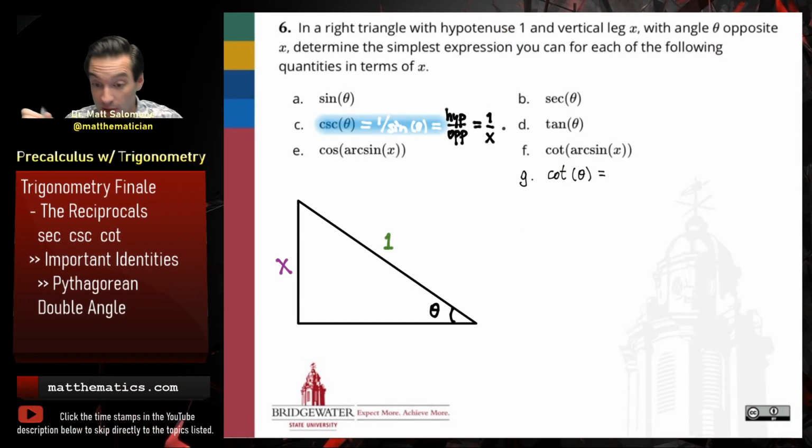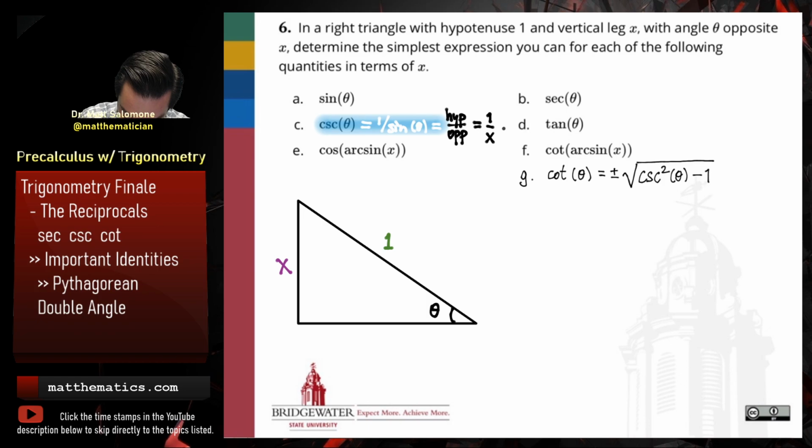So coming back to our problem, we can use that. I'm going to put the plus or minus back in, because I don't want to forget that. It's plus or minus the square root of cosecant squared of theta minus 1, with all of that under the radical. But we know what the cosecant of theta is. The cosecant of theta is 1 over x. So I'll substitute 1 over x into this expression. Plus or minus the square root of 1 over x, and then that needs to be squared, minus 1. And there's an expression for the cotangent of theta.